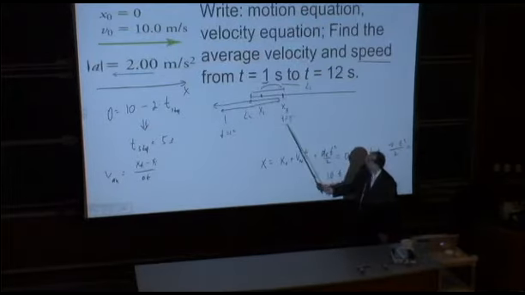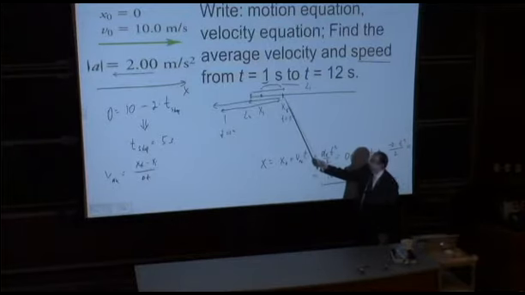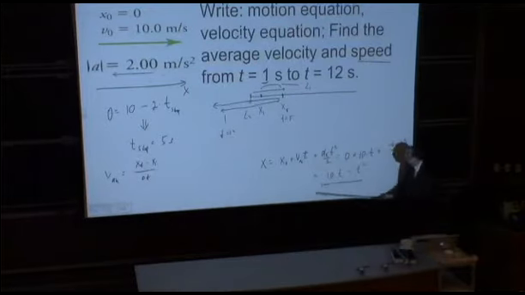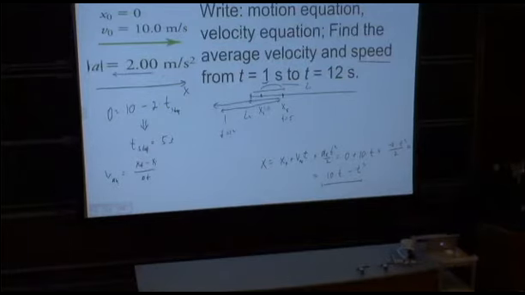Then, when t equals 5, it stops momentarily, instantaneously. T equals 5, where does it stop? 10 times 5 is 50. 50 minus 5 squared, 25. 25. So for the first part of the motion, it traveled from x equals 9 to x equals 25. So the distance traveled equals 25 minus 9, 16 meters.